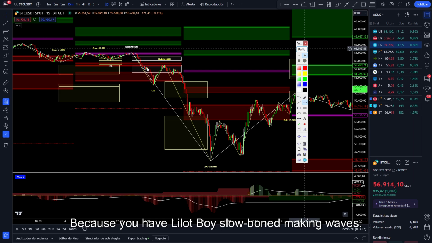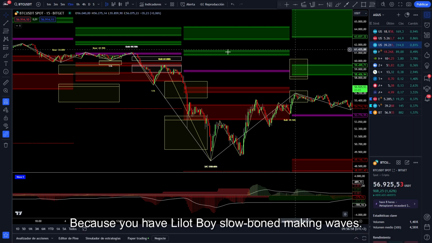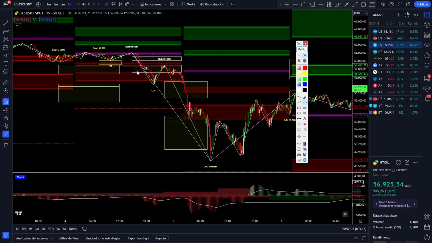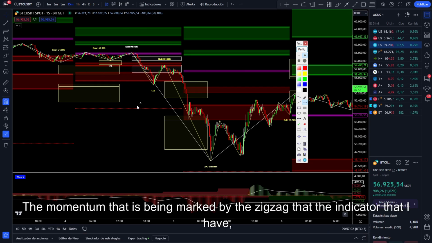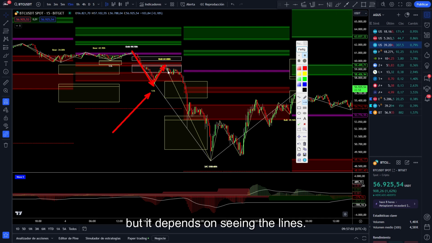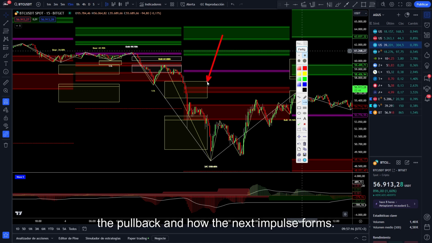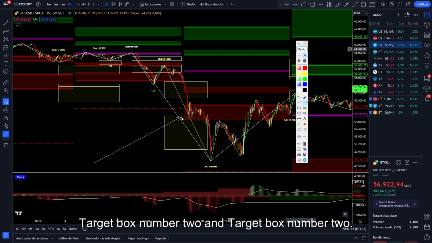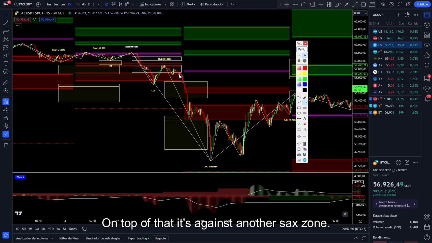Why? Because you have slow waves making waves. Do you have support zones or Fibonacci zones in your favor? The momentum that is being marked by the zigzag, that's the indicator that I have, which I am obviously providing, marks the waves automatically so that it is even easier. But it depends on seeing the lines. You can see the impulse, the pullback, and how the next impulse forms. And not only that, but you also have the boxes: target box number 1, target box number 2. On top of that, it's against another support zone.